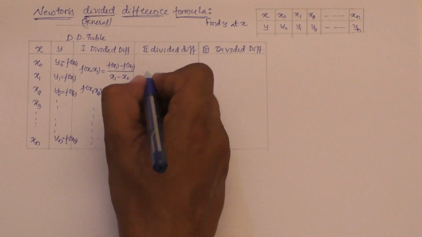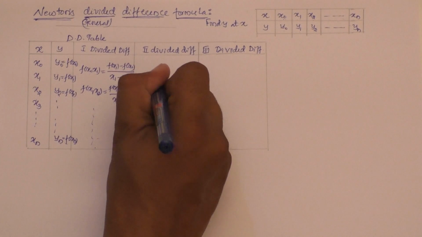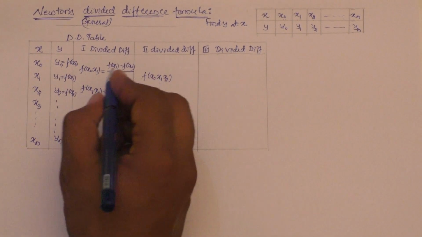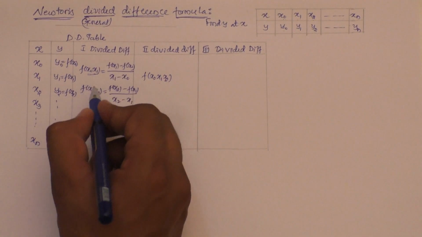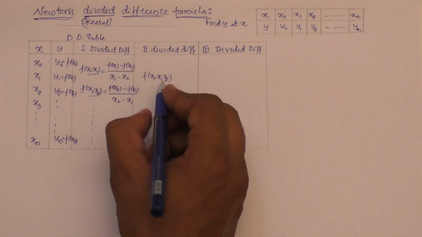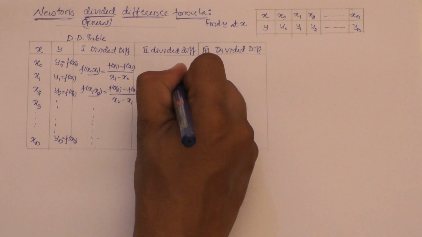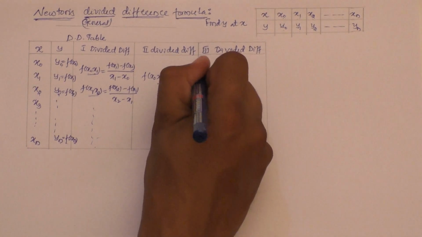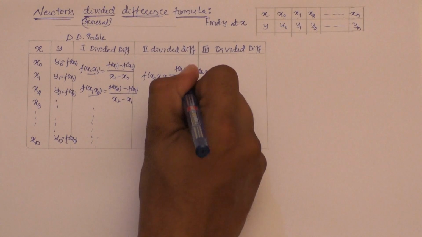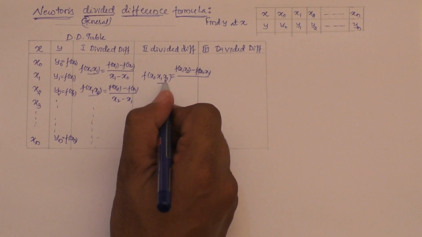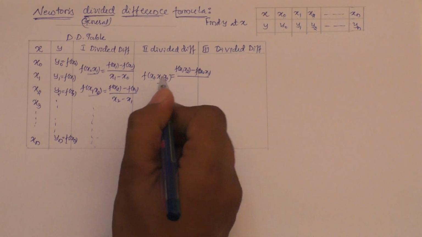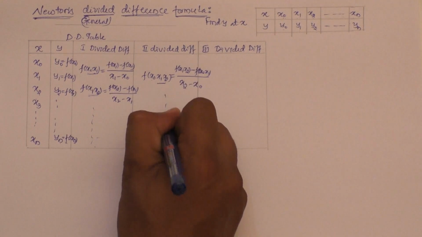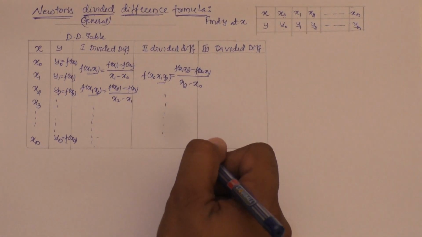In the same way, the second divided difference is between x0, x1, x2. How is it defined? Here we have two values, f of x0 x1 and f of x1 x2. So f of x0 x1 x2 is equal to f of x1 x2 minus f of x0 x1 divided by x2 minus x0, last value minus first value. Then continue in the same way and you will get the second divided differences.